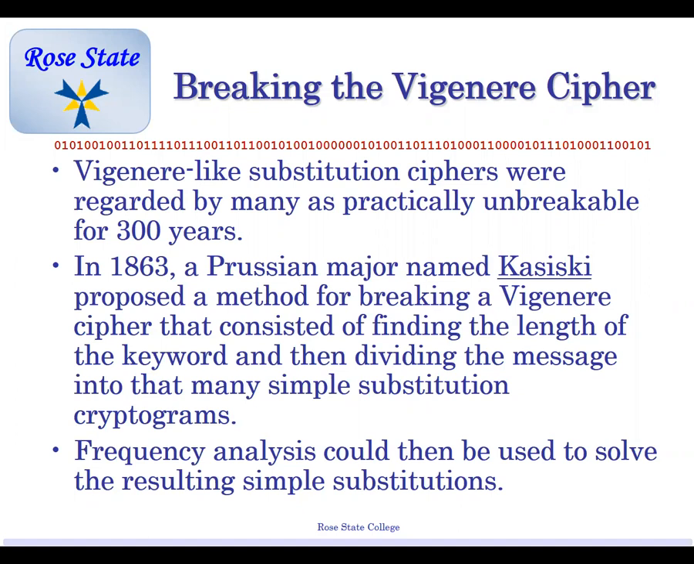Okay. So, in 1863, a Prussian major called Kasiski, very good, proposed a method of breaking the Vigenere cipher that consisted of finding the length of the keyword, then dividing the message into simple substitution ciphers. Like I said, if we know how long the key is, we knew where the J was. Then we could do everything with the J and everything with the U. You follow me on this?